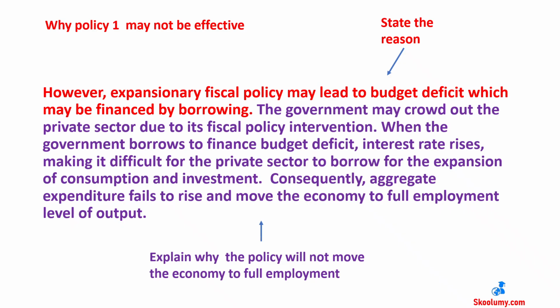Why Policy 1 may not be effective. State the reason and explain why it will not move the economy to full employment. The paragraph is as follows. However, expansionary fiscal policy may lead to budget deficit, which may be financed by borrowing. The government may crowd out the private sector due to its fiscal policy intervention. When the government borrows to finance budget deficit, interest rate rises, making it difficult for the private sector to borrow for the expansion of consumption and investment. Consequently, aggregate expenditure fails to rise and move the economy to full employment level of output.